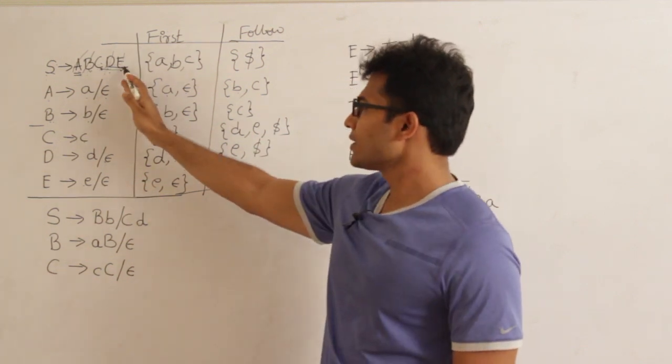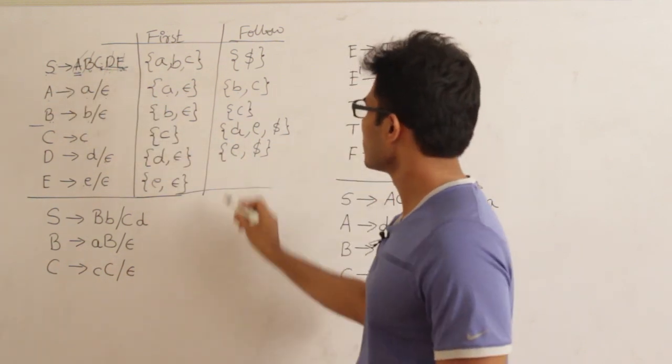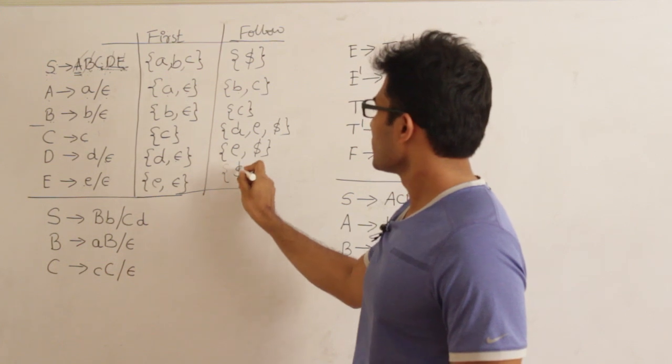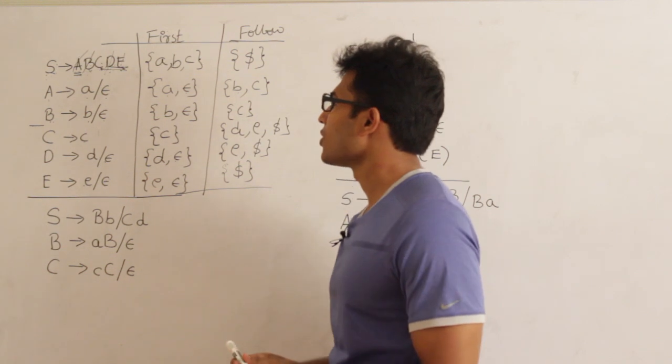What about follow of E? Follow of E is occurring at the right end. Therefore, whatever is follow of S, that will be follow of E, which means dollar. See, we are not writing dollar directly. We are writing dollar because follow of E is equal to follow of S.